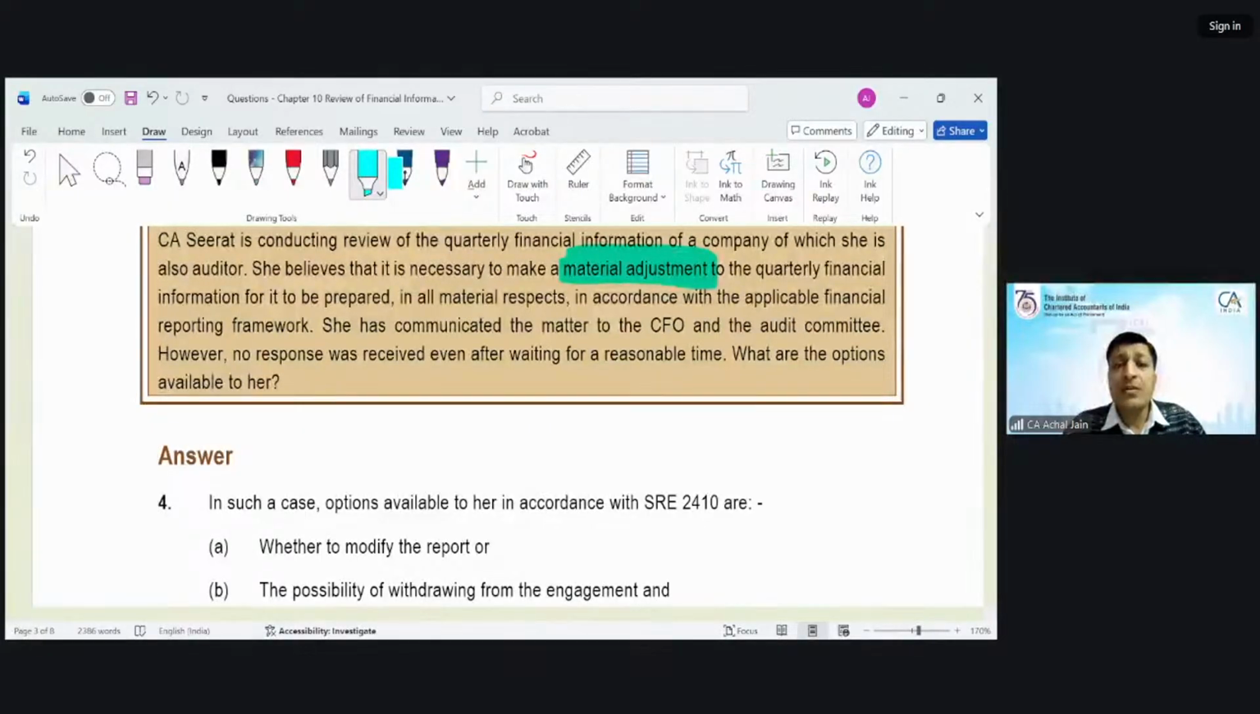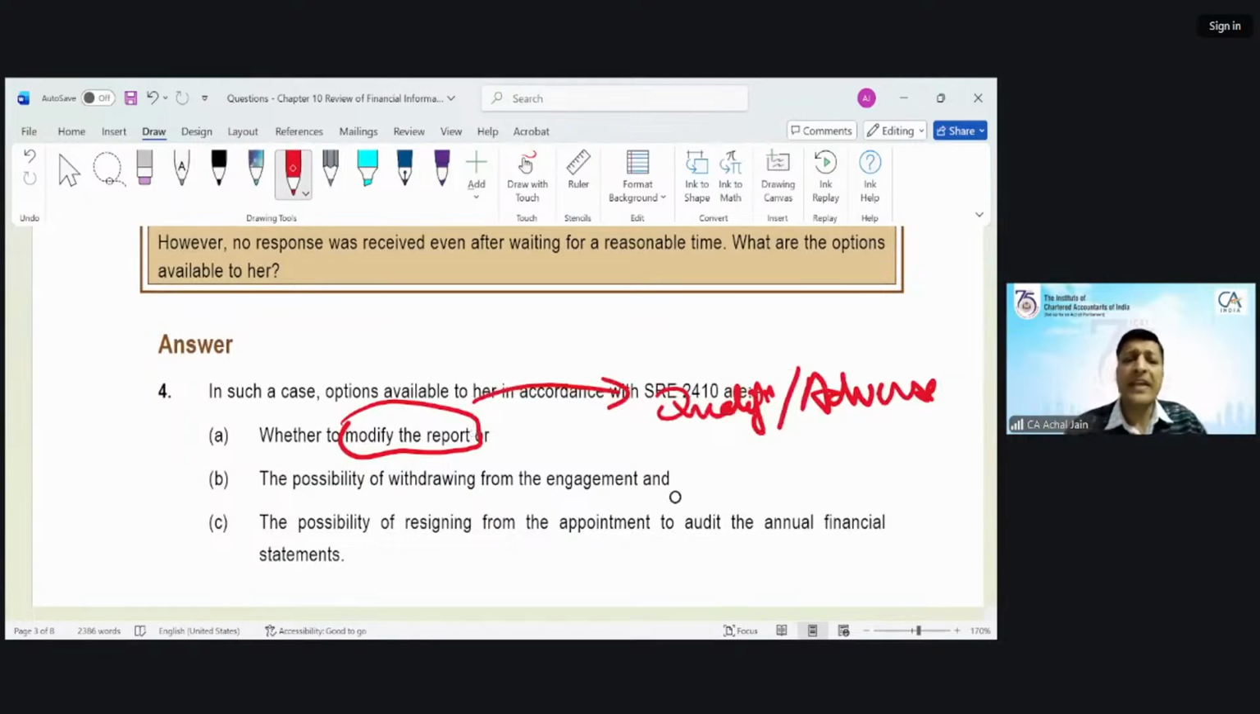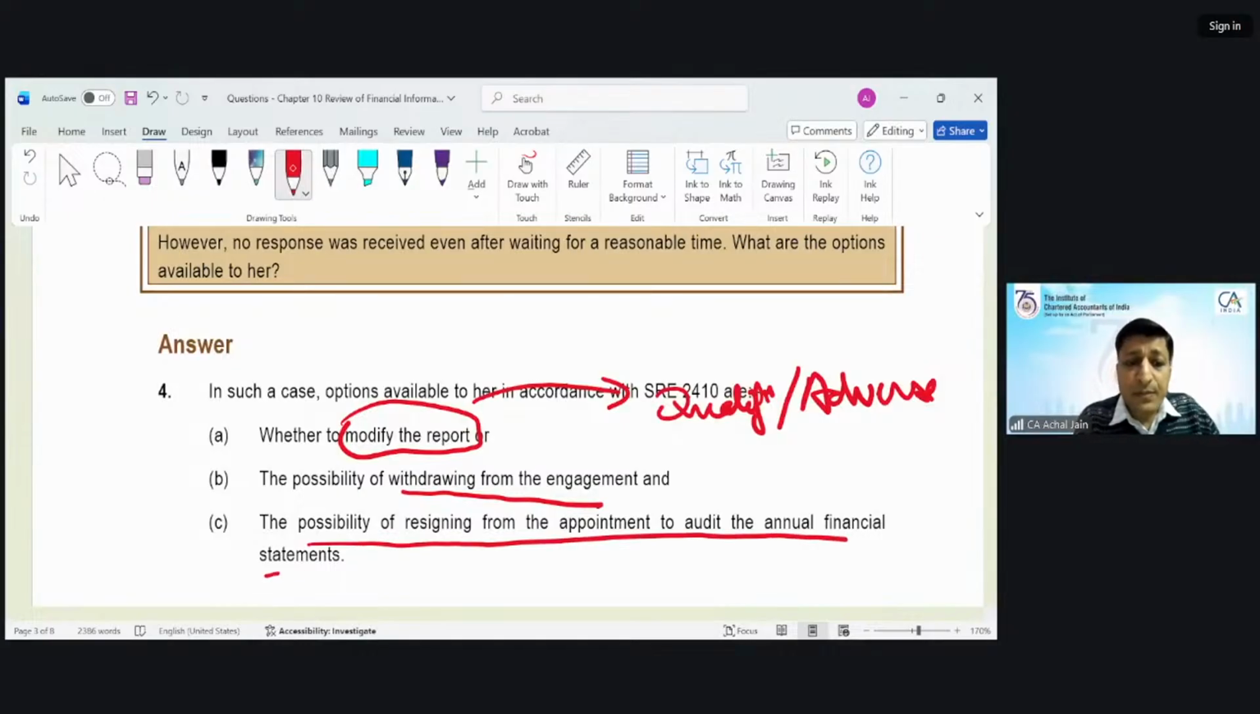And that's why she has reached out to the concerned parties to please make the appropriate adjustment. If they don't do this, the information is materially misstated. So if there is a material misstatement, what do you do? You will modify the report. In case of a review, do we have modifications? Yes, in a similar manner, we have all sorts of modifications. It may be a qualification, it may be adverse. So that's one way of dealing with this. What is the other way? Withdrawal from the engagement, which is not the preferred one, of course, and the possibility of resigning from the appointment to audit the annual financial statements, which is effectively the same thing as withdrawal. If she believes it's not going to work, that's something she can look at.